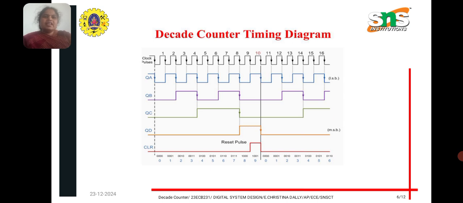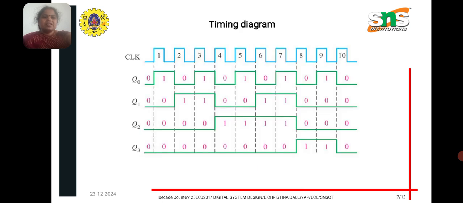So this is the decade counter timing diagram. Initially we apply clock pulses from 0 to 60. The first output, QA bar, goes 0 1 0 1. Likewise the next one will be 0 0 1 1 0 0 1 1. The next one will be 0 0 0 0 1 1 1 1, and the last one will be 8 zeros and 8 ones. Again we apply the clear pulse, which is termed the reset pulse.